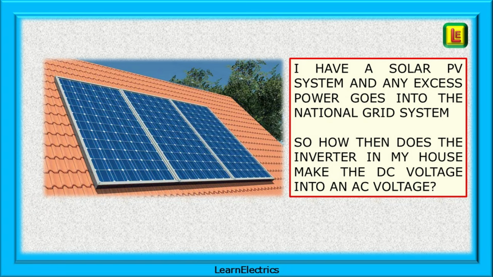I have a solar PV system and any excess power goes to the national grid system. So how does the inverter in my house make the DC voltage into an AC voltage? Now that's a good question and a part of the house installation that is often least understood. This magic box that converts from DC to AC.